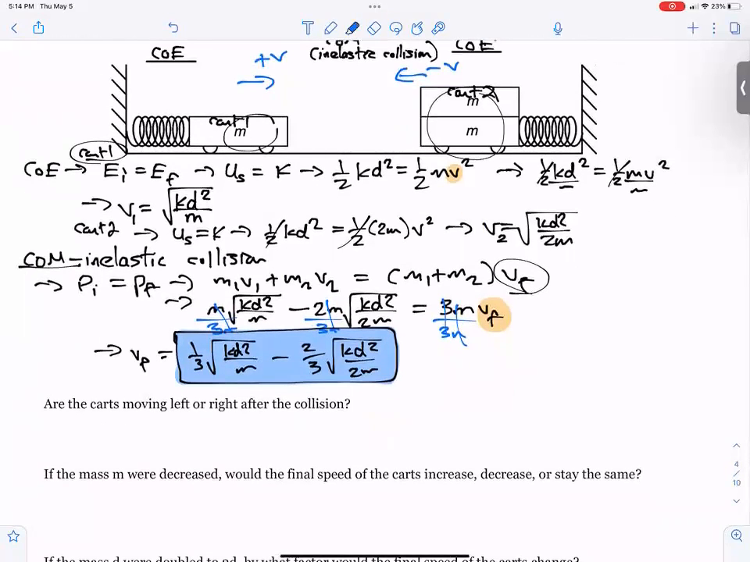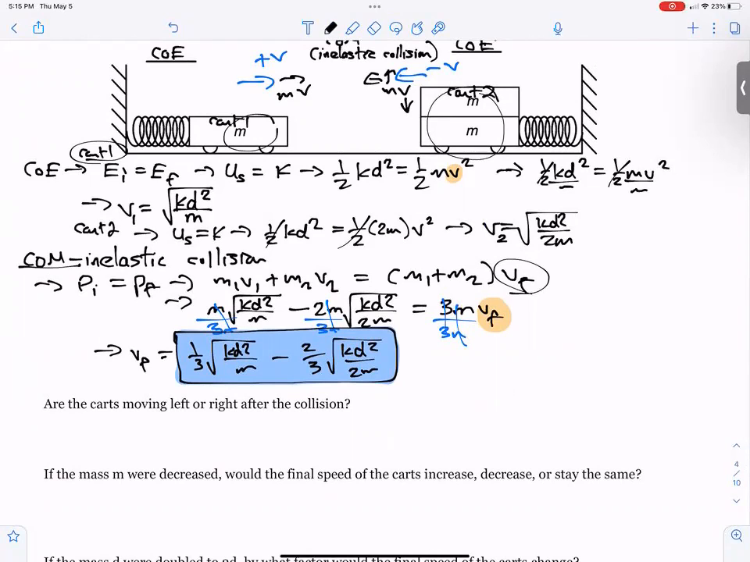Are the carts moving left or right after collision? Well, cart 1 is moving, let's see what's going on here. Cart 1 is moving with speed and with momentum mv going that way. Cart 2 is moving with momentum mv going that way. Now, the mass might be double, the speed might be less, but it turns out because it is the square root of half your mass, or you're taking the square root of that reduced doubled mass.